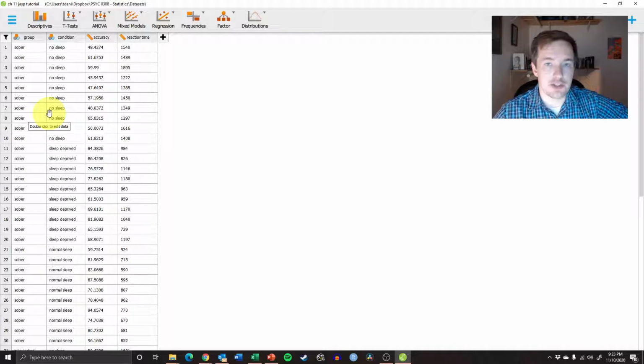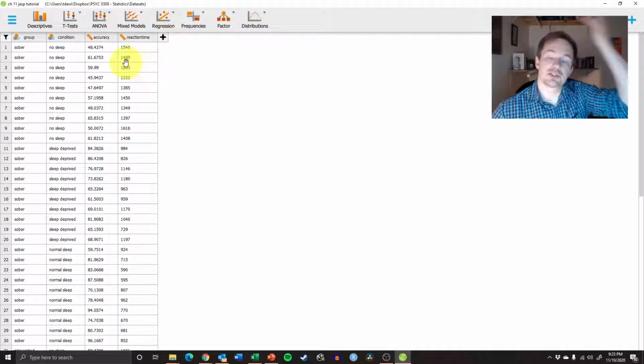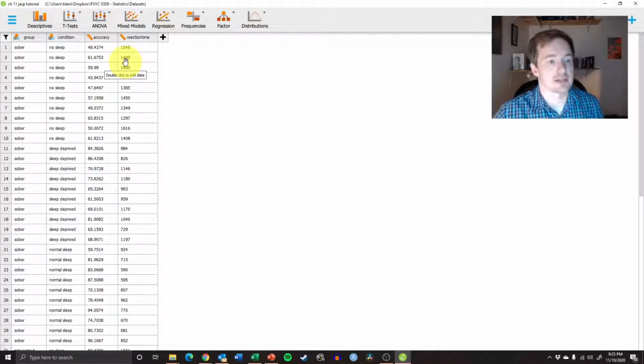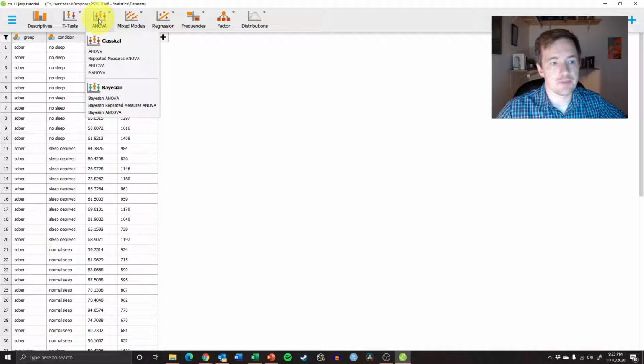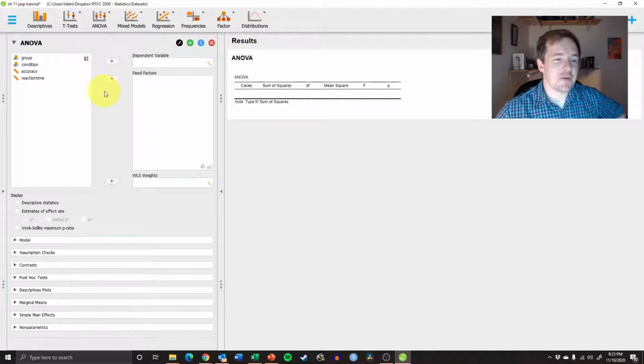And then we also had two dependent variables: accuracy on a memory test and reaction time measured in milliseconds on a memory test. So I am interested in how can I analyze this? How can I make sense of it? I can't use t-tests for this. So what you want to do is you want to run an ANOVA. You want to click on ANOVA, not surprisingly.